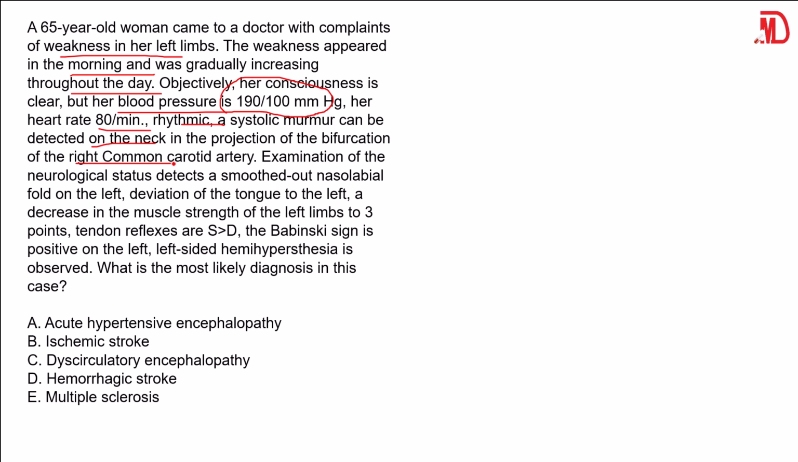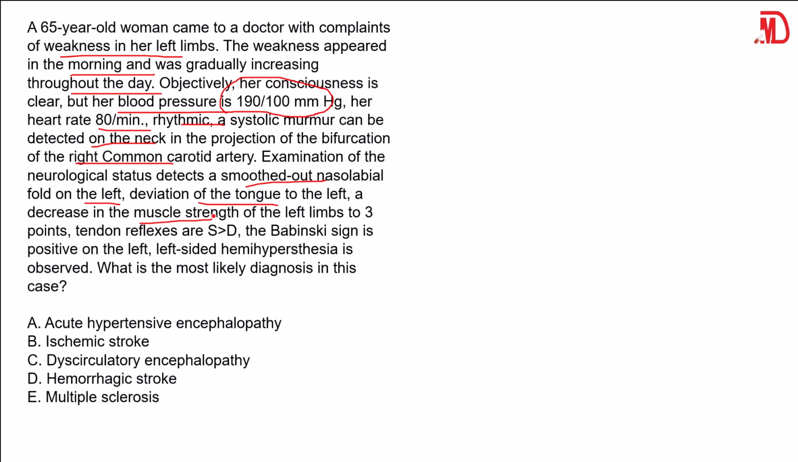Again, there's a problem with the heart as well. And if you have high blood pressure, the heart can be a target. Now, examination of the neurological status detects a smoothed out nasolabial fold on the left, a deviation of the tongue to the left, a decrease in the muscle strength of the left limbs to 3 points. Tendon reflexes, the Babinski sign positive, left-sided hemiparesis is observed. What is the most likely diagnosis?